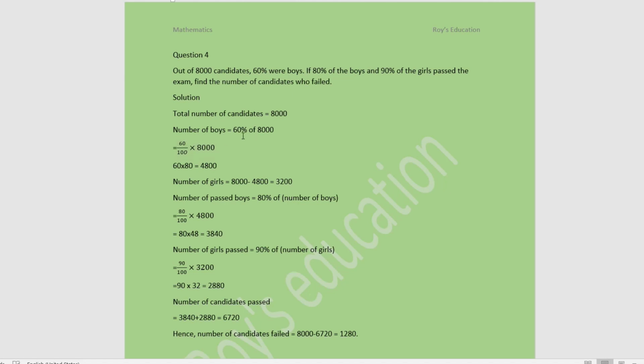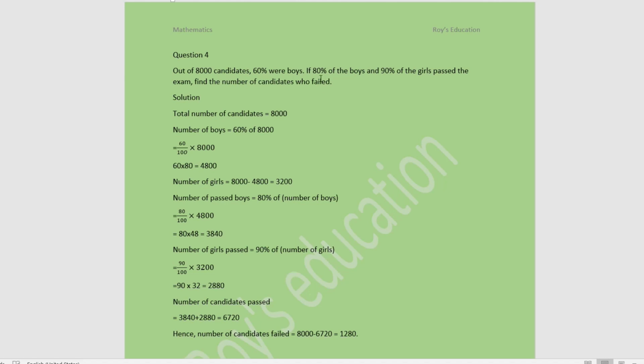So number of boys we will find out: 60% of 8,000, that is 60 by 100 into 8,000, we are getting 4800. And number of girls means from 8,000 we are going to subtract 4800, so we are getting 3200. So 4800 is the number of boys and 3200 is the number of girls.